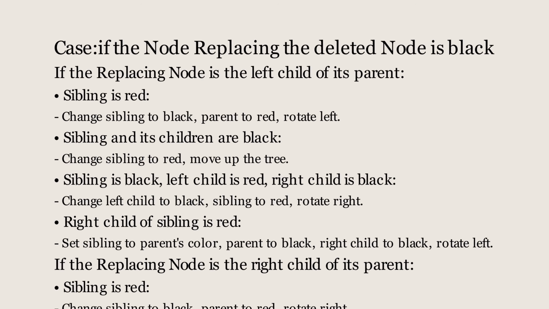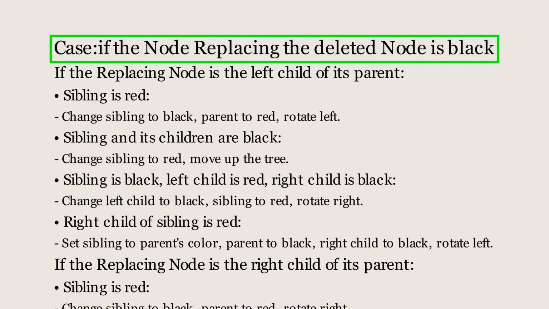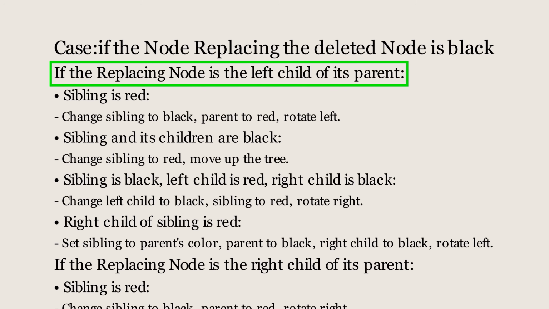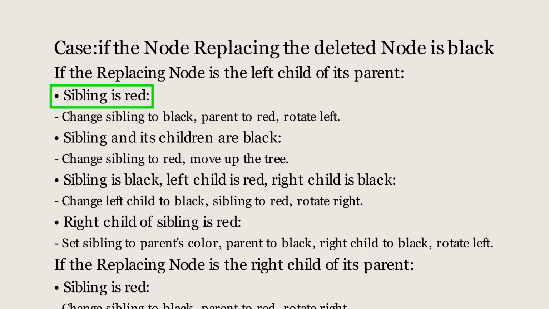Just like insertion, deletion also has cases, starting with the case when the node that replaces the deleted node is black. This is the node that will replace the node being finally removed. If the replacing node is the left child of its parent, we need to examine the color of its sibling. If the sibling node is red, the first step is to recolor the sibling black and the parent red. Then, a left rotation is performed on the parent to balance the tree. After this, we check again with a different configuration.